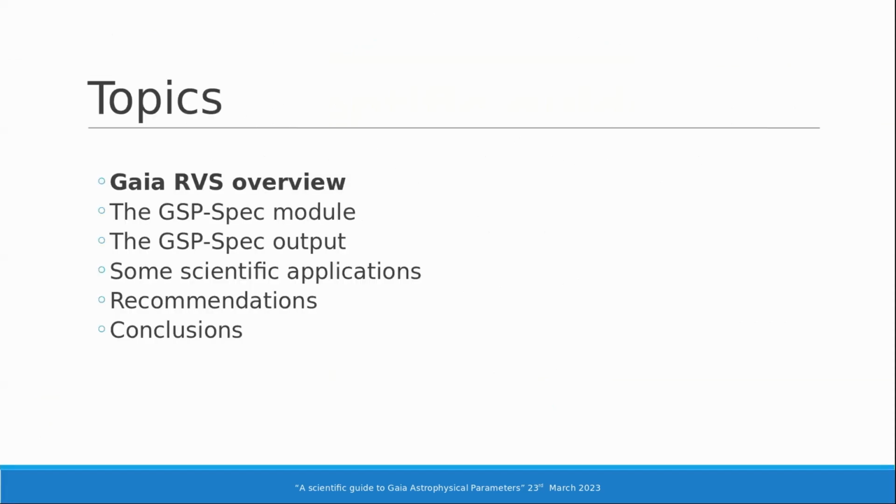This is the scheme of my talk today. I will start with an overview of the RVS spectra, because not everybody may have been in the previous talk, the previous webinar. And then we'll continue with the explanation of the characteristics of the GSPSpec module and its output.